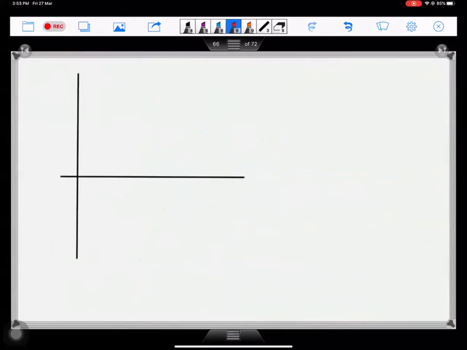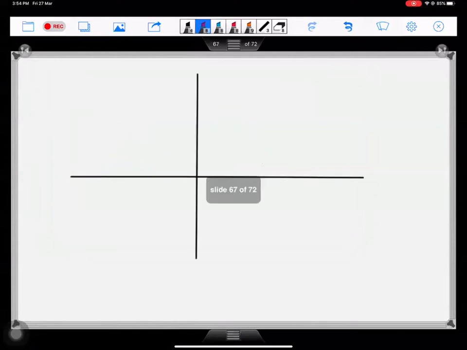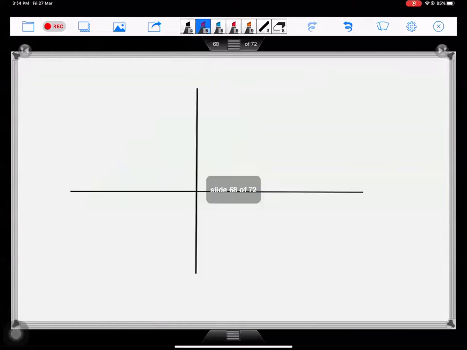What about y is equal to modulus of tangent x? That means the positive would remain as positive, and the negative would become positive, like this. This positive remained as positive, and the negative would become positive. Something like this. So let me join this thing. So this is 360 degrees. This is y is equal to modulus of tangent x. Now let's look at these examination type questions.